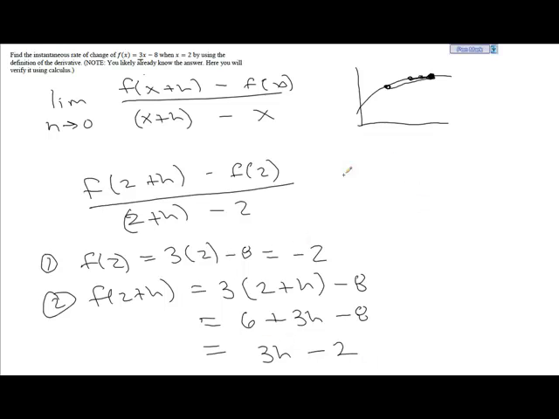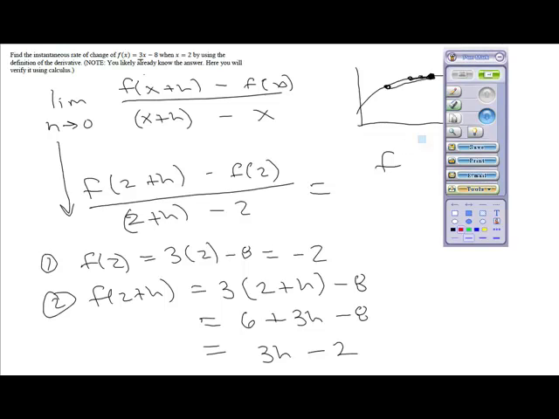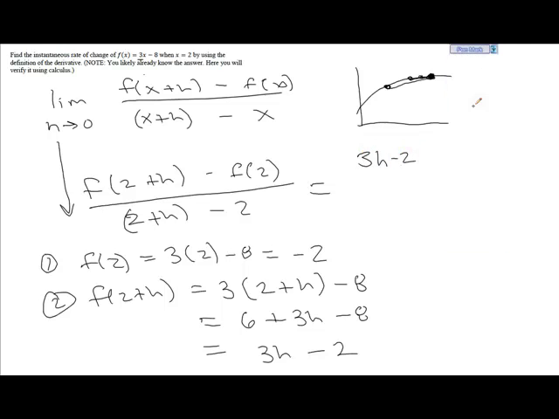And now I'm going to plug things back into here. Now, we are going to apply this limit. I'm just going to draw an arrow so I don't have to keep rewriting it. So this is going to be equal to f of 2 plus h, which is 3h minus 2, minus f of 2, which itself is negative 2. So be careful here. We have to put minus and then parentheses negative 2. Divided by, well, what do we get when we take 2 plus h minus 2? The 2s will cancel, and we'll just be left with an h down there.